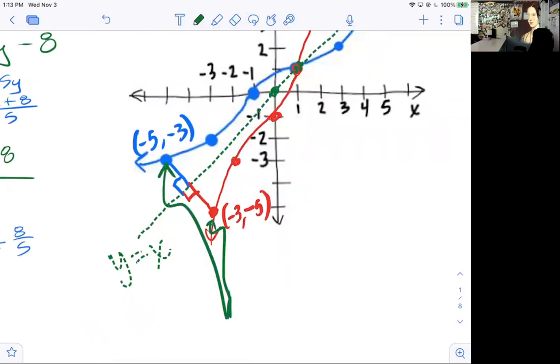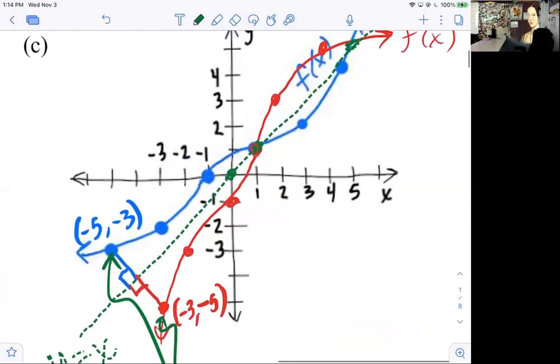Y'all can answer that. Are they the same point? No, they're called corresponding points. They correspond to each other. Now, they may be the same point, right? But that would just be kind of coincidental.